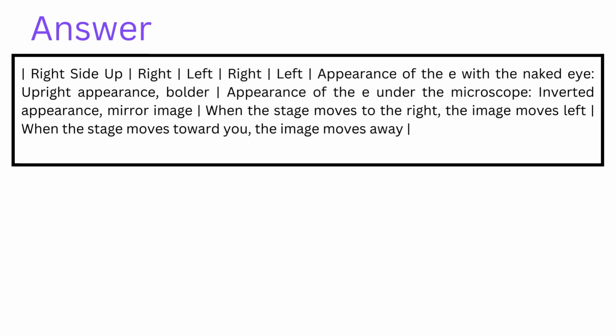So, our today correct answer is right side up, right, left, right, left. Appearance of the E with the naked eye: upright appearance, bolder. Appearance of the E under the microscope: inverted appearance, mirror image. When the stage moves to the right, the image moves left. When the stage moves toward you, the image moves away.